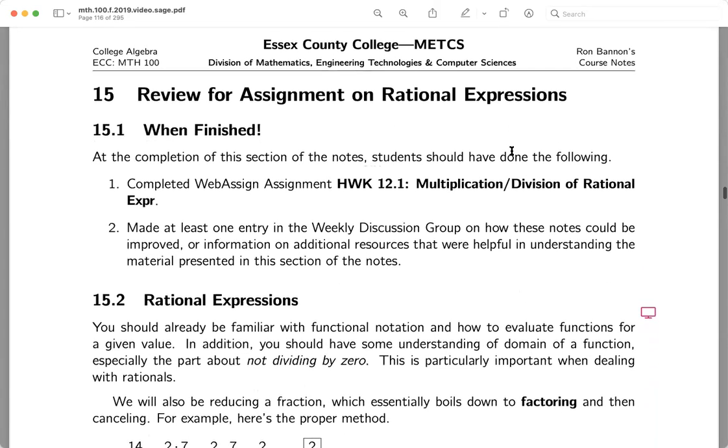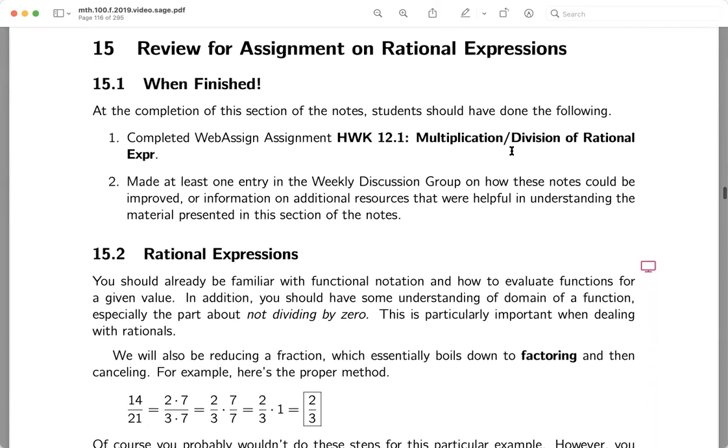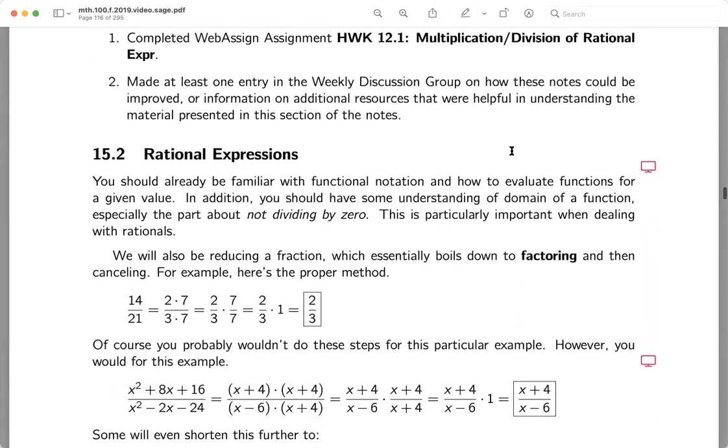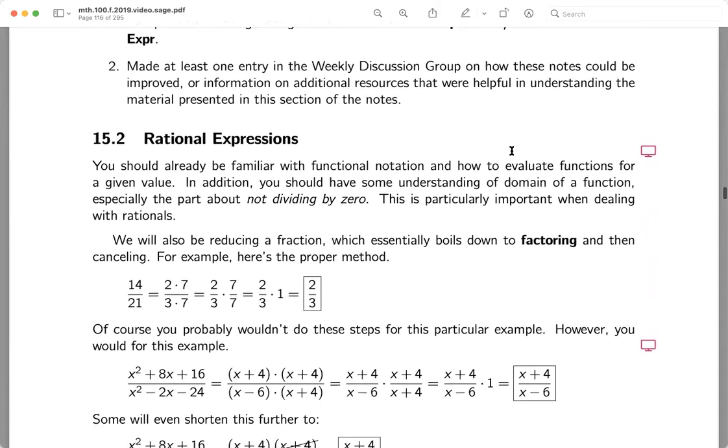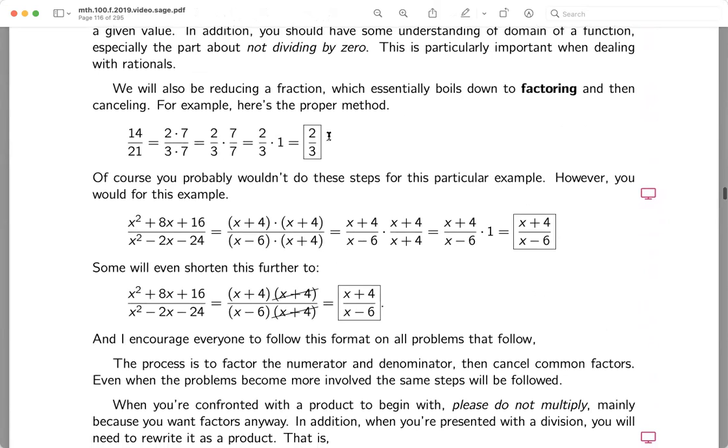Okay, we're in section 15, rational expressions, basically fractions or ratios of polynomials. In this section, what we're doing is certainly trying to simplify a rational expression. That's one thing we'd like to be able to do. We certainly covered this in lecture.